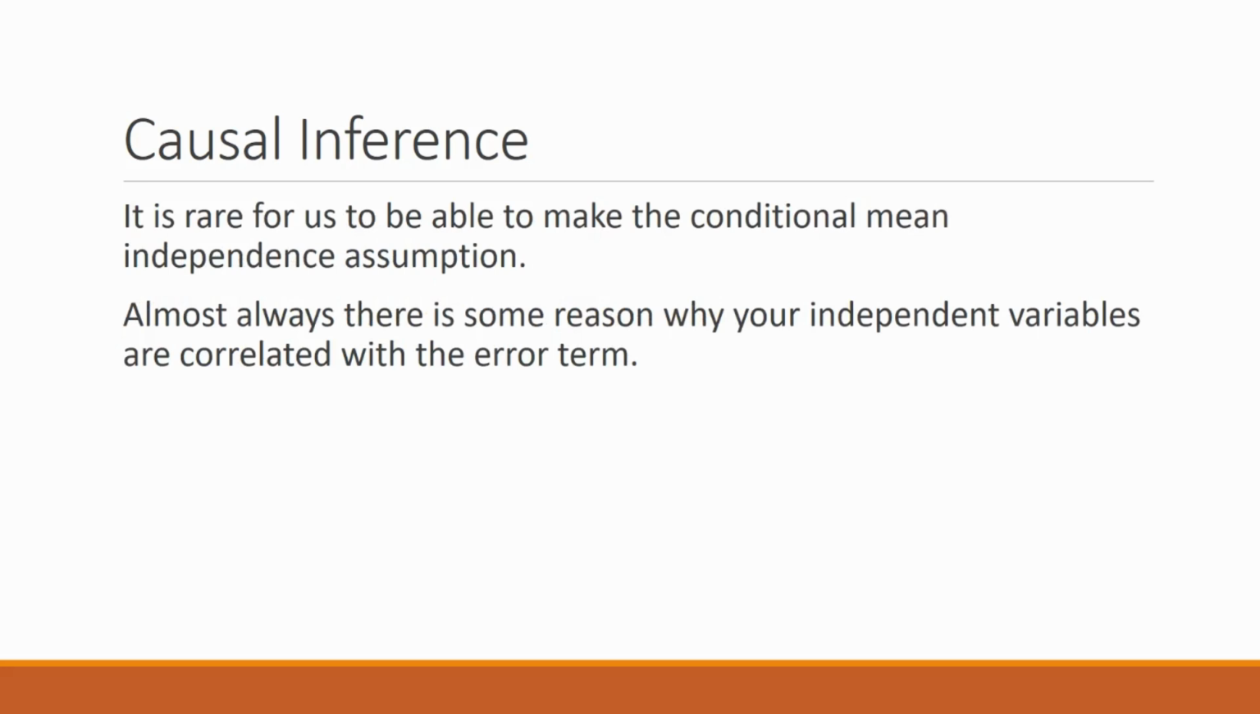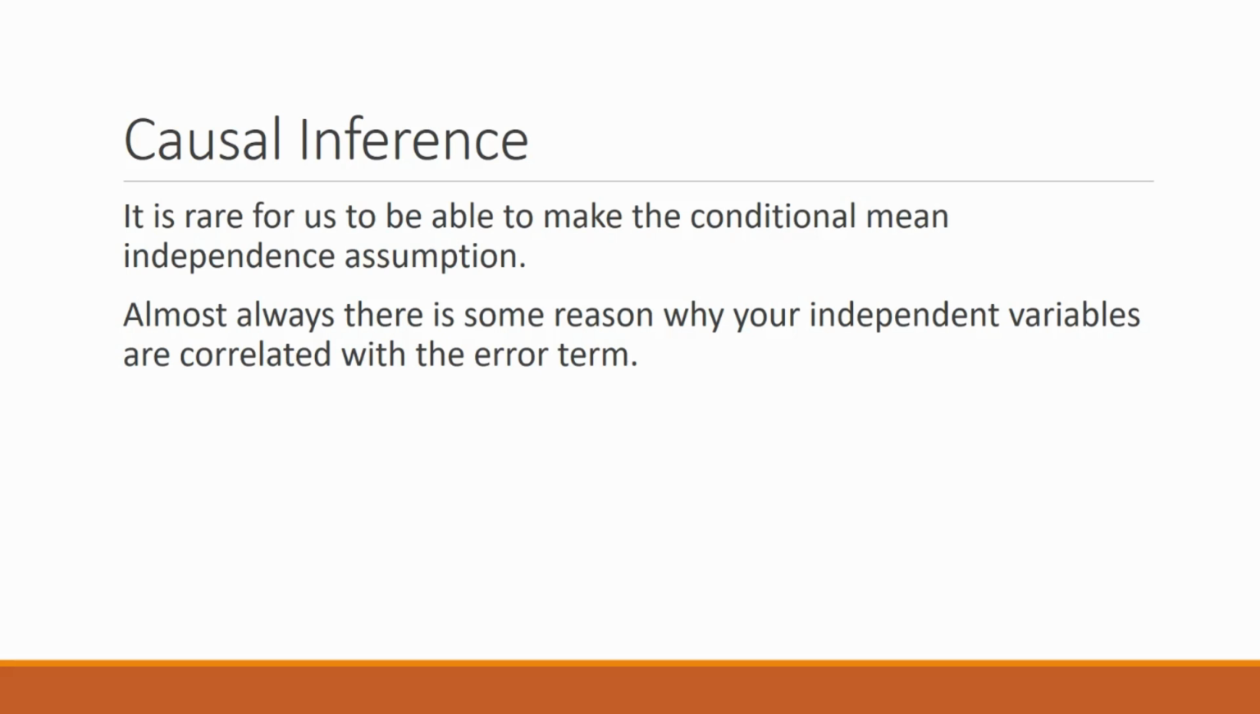But unfortunately, it is rare for us to be able to make the conditional mean independence assumption. There's almost always a reason why our independent variables are correlated with our error term. We're almost always going to have an omitted variable bias problem. As I titled this section, Omitted Variable Bias. A violation of the conditional mean independence assumption, because there's some excluded or omitted variable, causes bias.